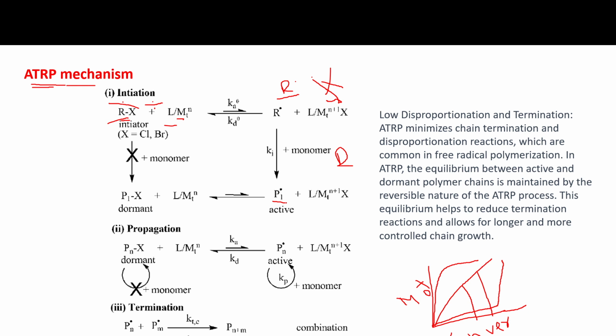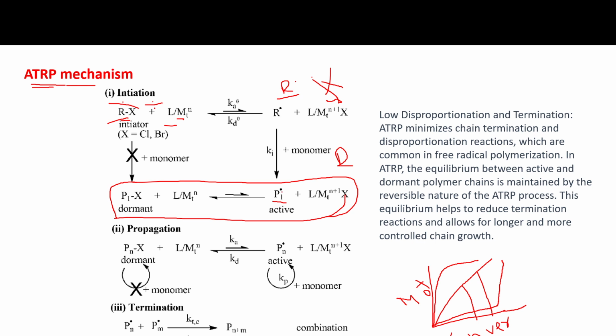If the monomer comes, we get an active polymer radical. Then the active polymer radical is in equilibrium with the dormant species, and the equilibrium towards the dormant species is high. In normal radical polymerization there is no equilibrium with the termination reaction, but here there is an equilibrium between the active and dormant species. So with this equilibrium, we cannot get a high concentration of active polymer radical in the polymerization system.